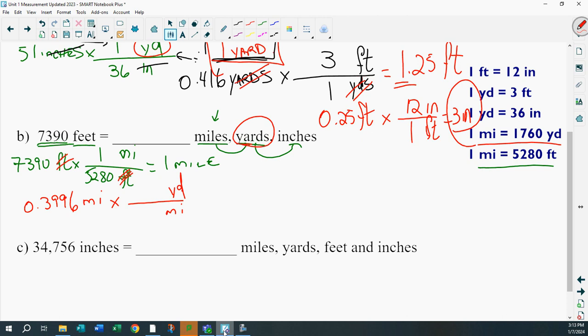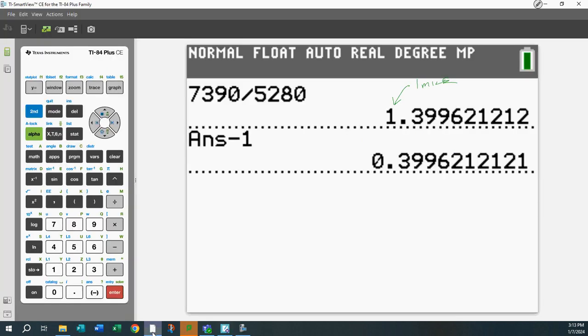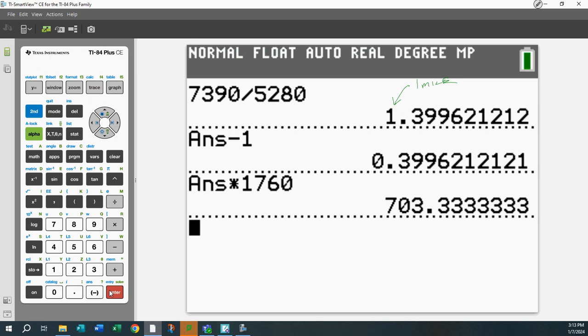So think about it. Okay, miles on the top, got to cancel, 1760. Miles on the bottom cancels with miles on the top. 1760 times whatever that remainder is. Let's go. Take that times 1760, and look what I've got. 703.3333. So remember, that's 703 yards and remaining yards, right?